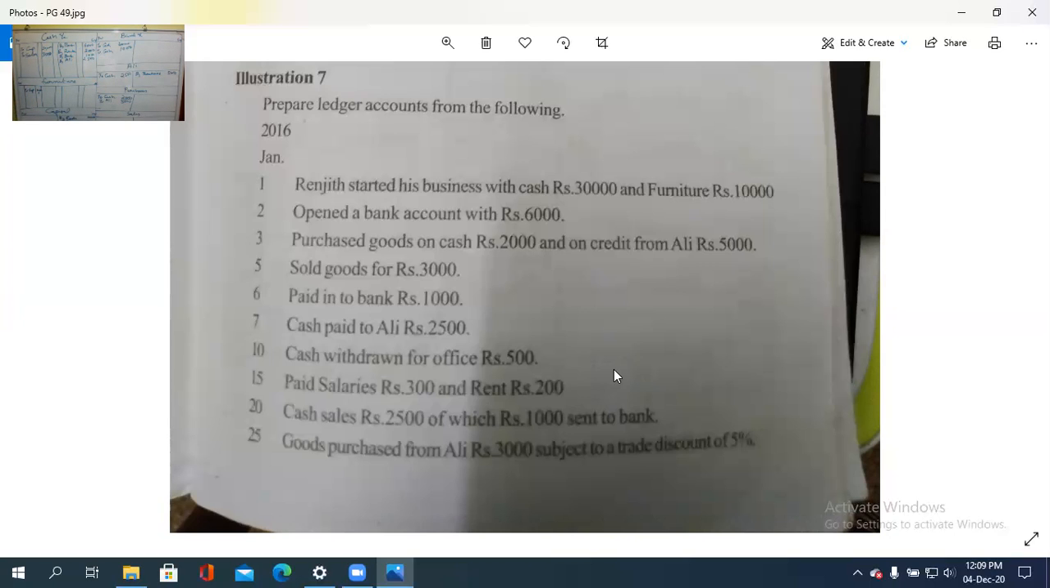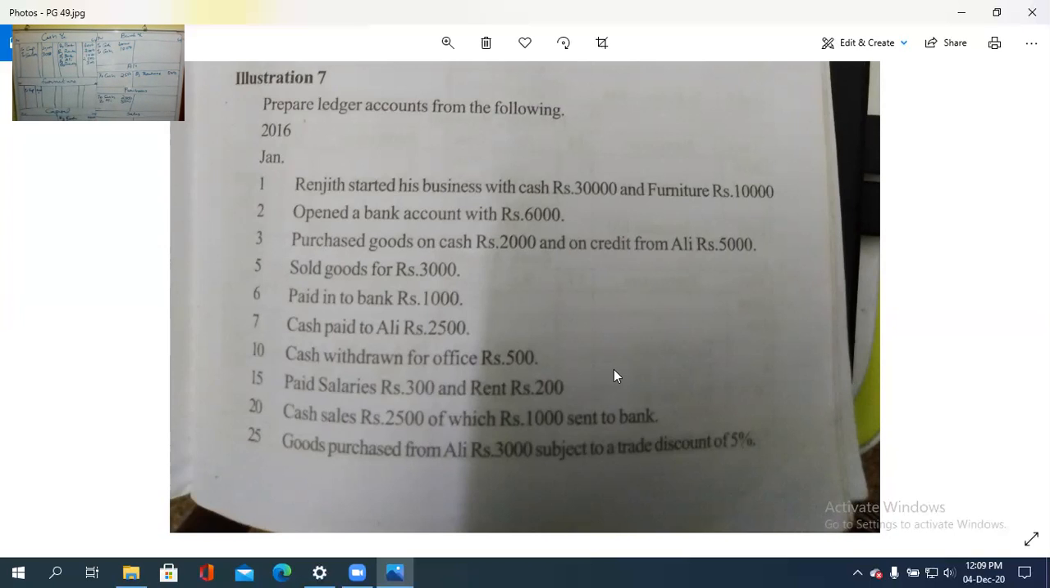Then cash withdrawn from office for rupees 500. So what is the entry? Drawings account debtor to cash. By drawings, how much is it? 500. One entry, there is no space, that is why I am not putting.